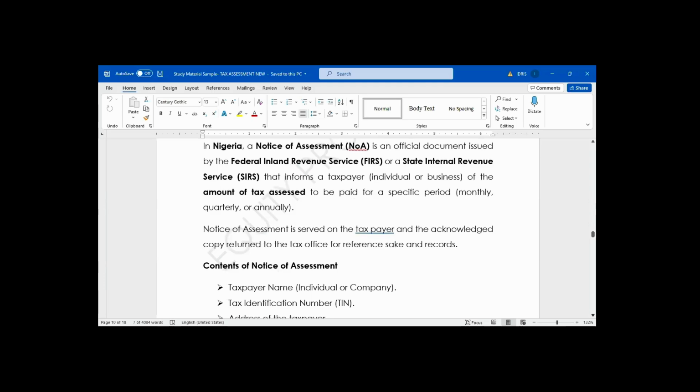So number one under the assessment procedure that we have is called what? Notice of assessment. Now, what are the contents of a notice of assessment? Number one, taxpayer name, the name of the company or the name of the individual. That is number one content.